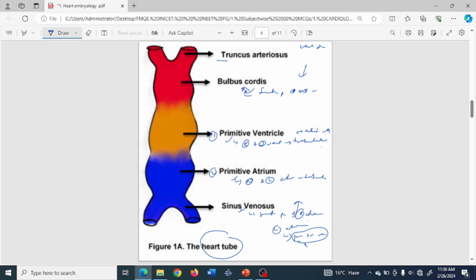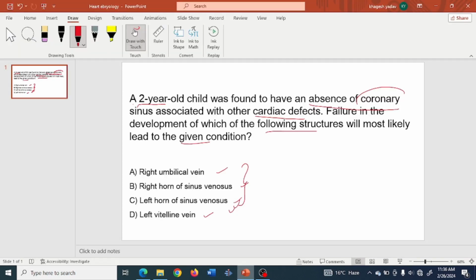Okay, here in sinus venosus, this is left horn of sinus venosus and this is right horn of sinus venosus. From right horn of sinus venosus it arises a smooth part of the right atrium. Then left horn of sinus venosus give rise to the coronary sinus. Okay, in our question it is asked that coronary sinus is absent. Then where the defect is? Then defect is in left horn of sinus venosus. Okay, so you can see the question. Question is saying absence of coronary sinus. So the answer will be left horn of sinus venosus. I hope you understood this.